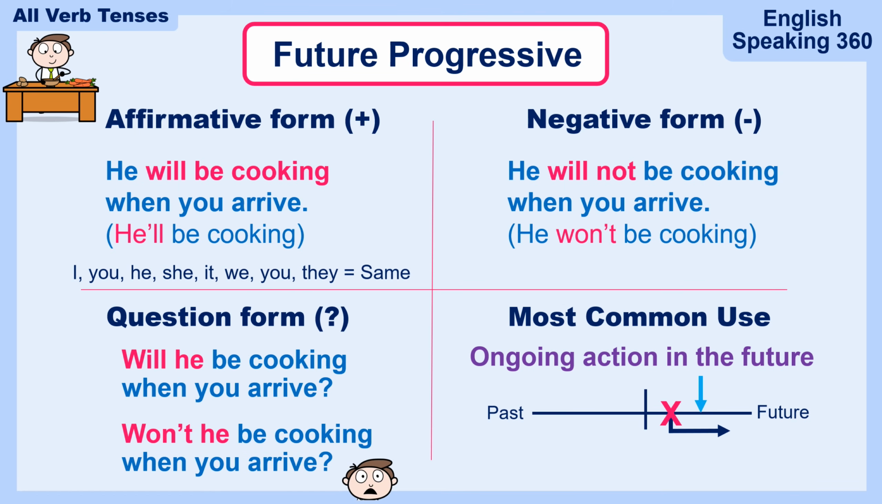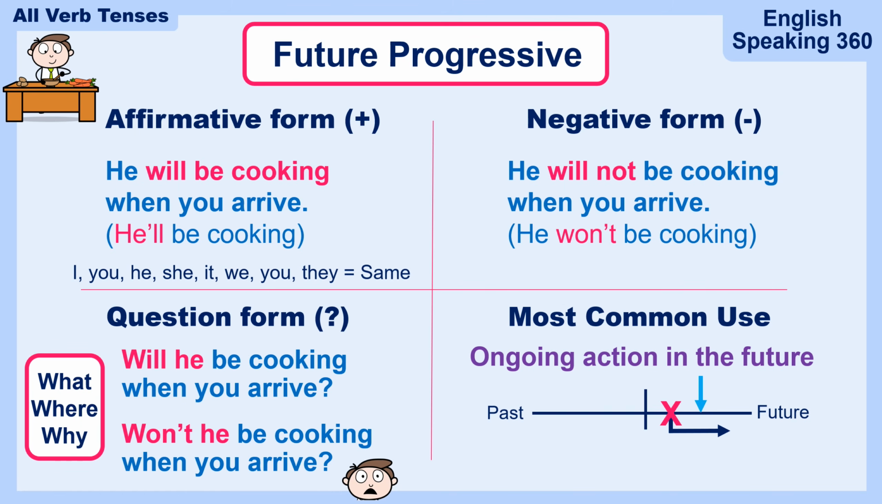He should be cooking when you get home, but he will not be cooking? What's wrong with him? One more time here, you can add question words. What will he be cooking when you arrive? Where will he be cooking when you arrive? Why will he be cooking when you arrive? Or why won't he be cooking when you arrive?